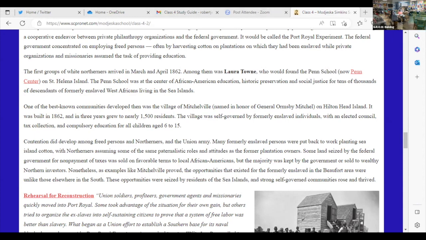I see someone in the chat has put John Brown's Body in the chat, so that's just the song, not the actual body. Secret questions. I'm looking right now.